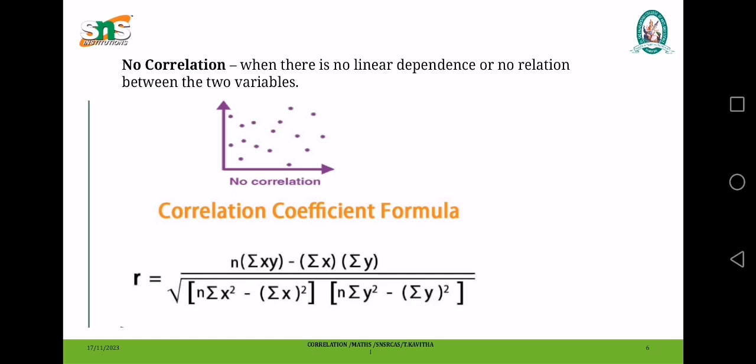Now we substitute these values into the formula. 6 times 1312 minus 56 times 112, divided by root of 6 times 656 minus 56 whole square, times root of 6 times 2624 minus 112 whole square. We get 1.0001. The gamma value is 1.001, that is approximately equal to 1. Therefore the correlation coefficient between x and y shows a perfect positive correlation.